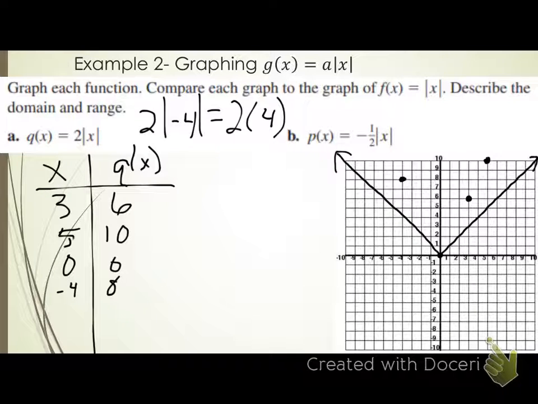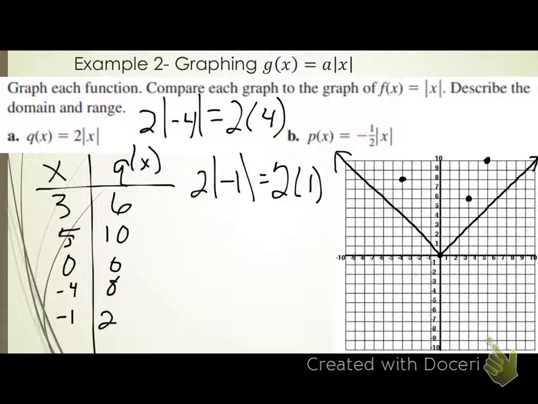And let's get another value. -6. What's the absolute value of -6? 2 times 6. It's going to give me a value off the graph. -1. Absolute value of -1. 2 times 1. -1 comma 2.